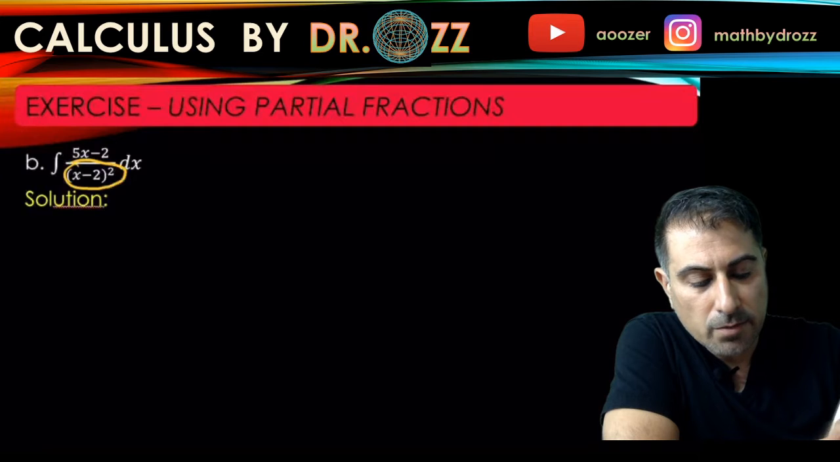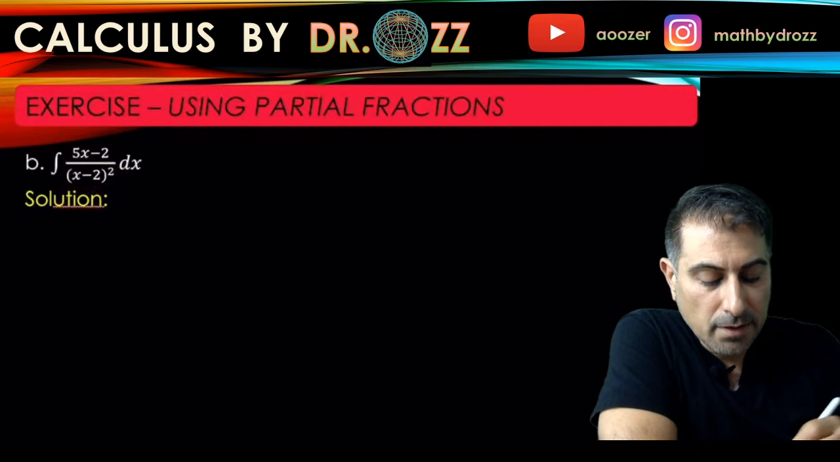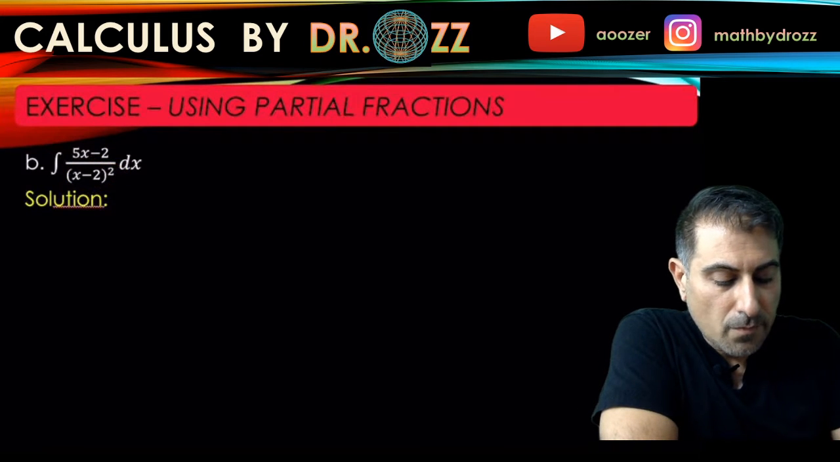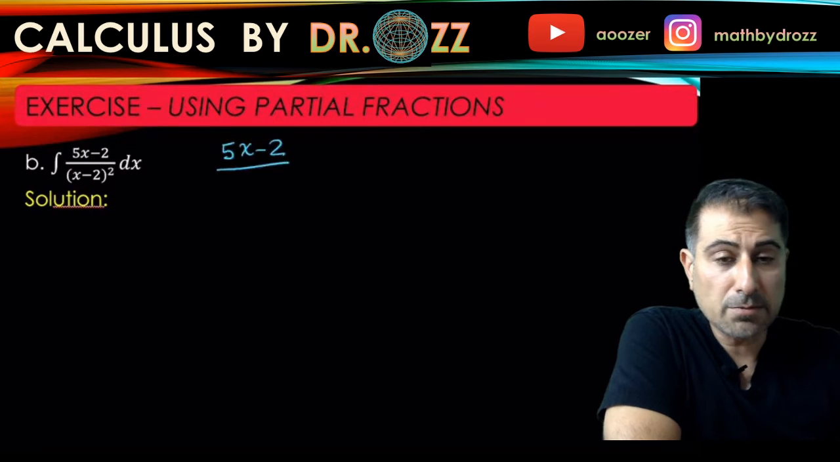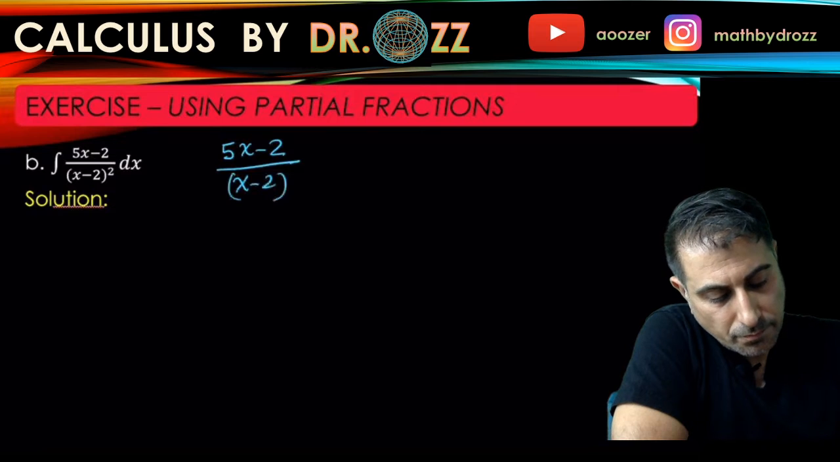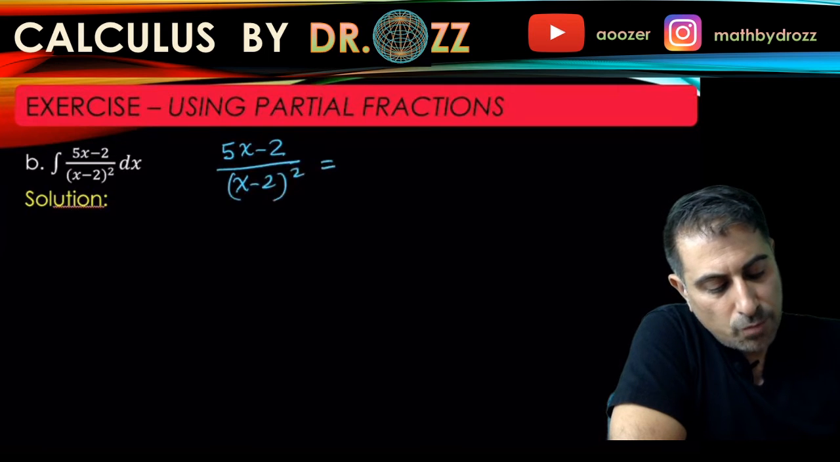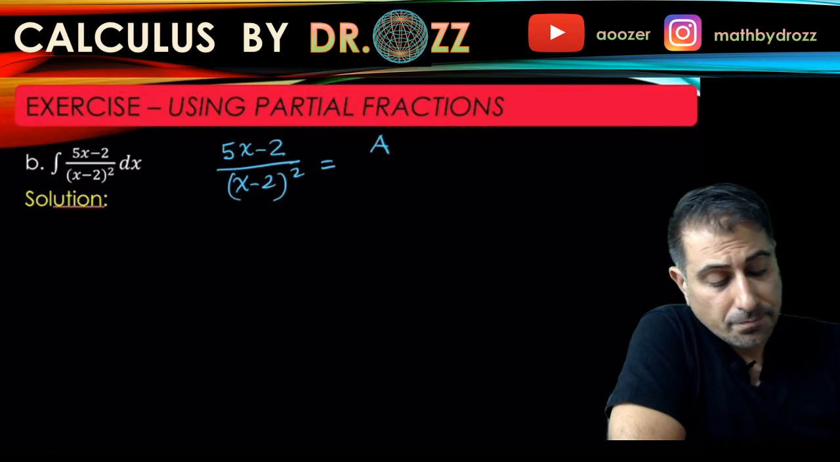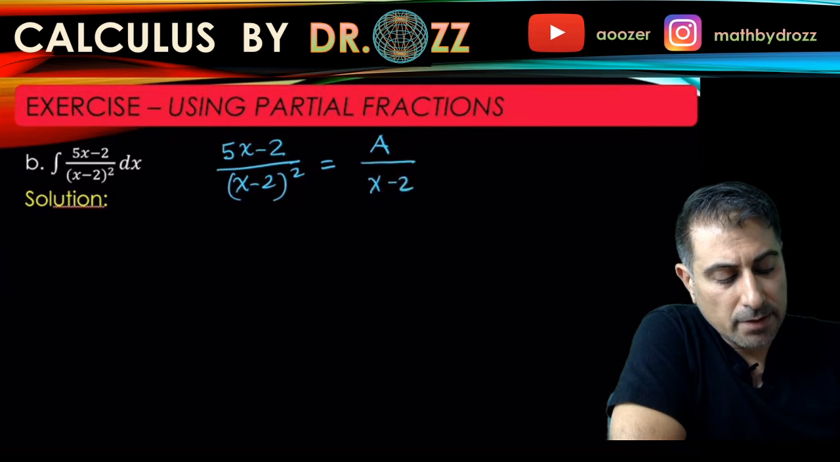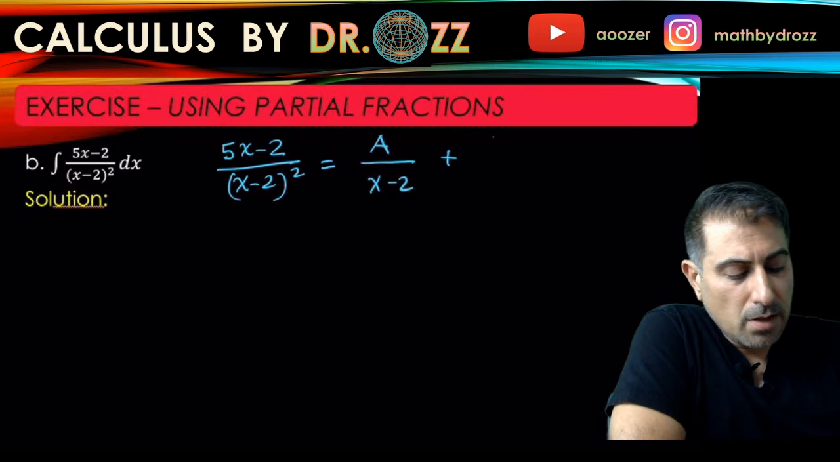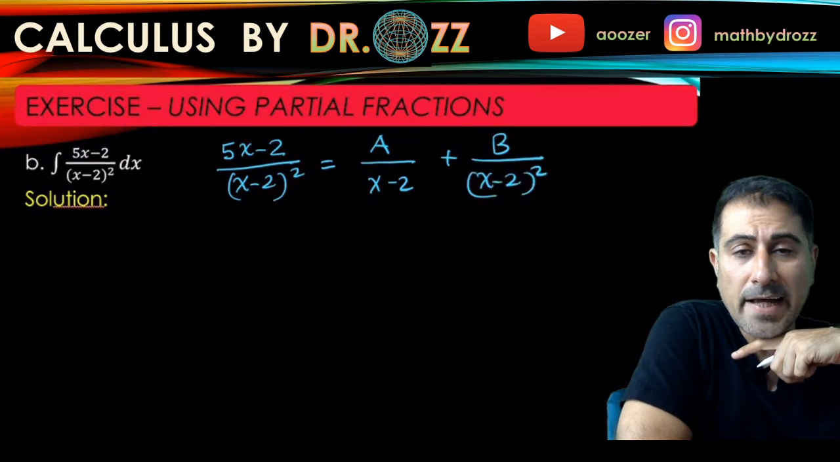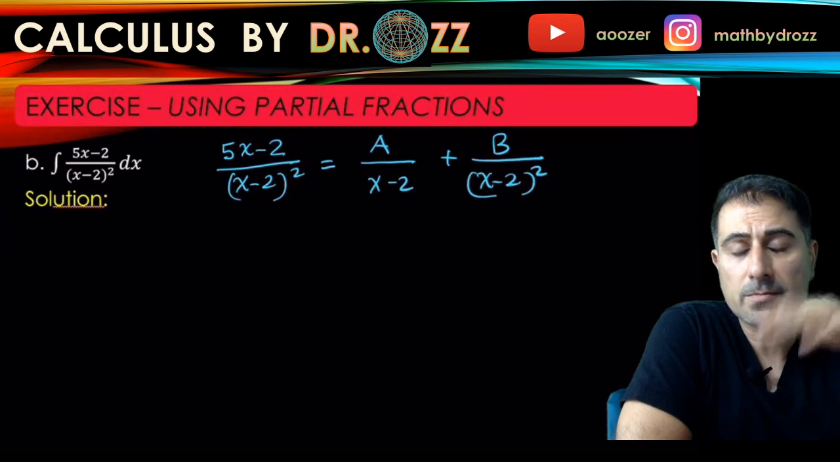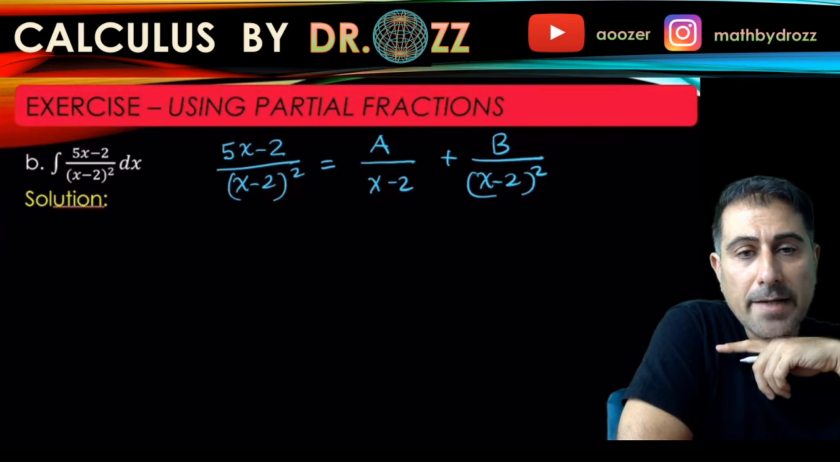So in other words, I'm going to look at (5x - 2)/(x - 2)² is A over (x - 2) without the power, plus another constant, let's say B over (x - 2)². You can go with A1, A2 if you want to, but our task is to determine those constants, so it doesn't matter what you call them, okay?